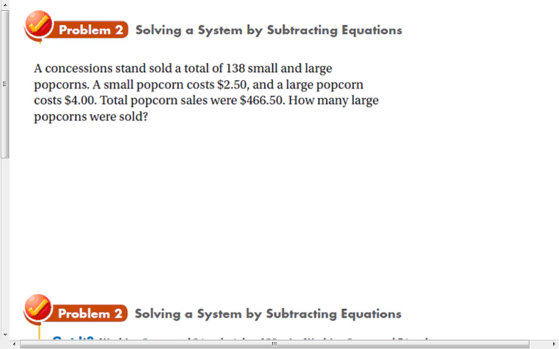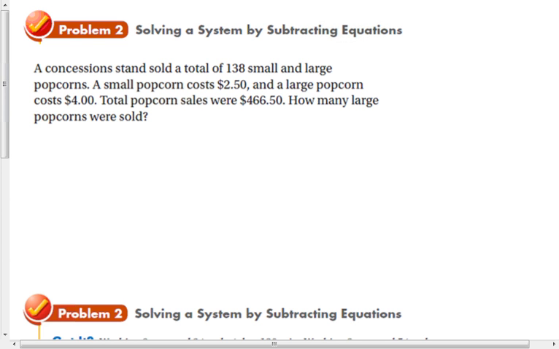All right. Sometimes we might want to subtract the equations to eliminate a variable, and that happens when you have, say, 3y in one equation and 3y in the other equation. When you subtract 3y from 3y, you get 0. So let's set up an equation here.